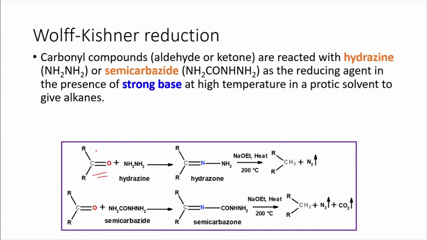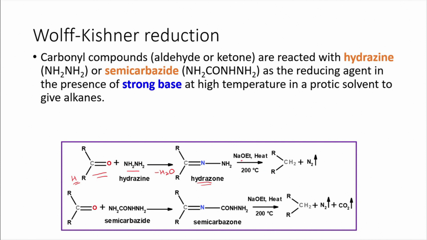So, this is a ketone, and it can be a ketone or an aldehyde. If R is equal to hydrogen, that is an aldehyde. If R is equal to an alkyl group, that is a ketone. So, we can have a ketone or aldehyde, which can be treated with hydrazine to give the hydrazone derivative, as shown here, with the loss of a water molecule.